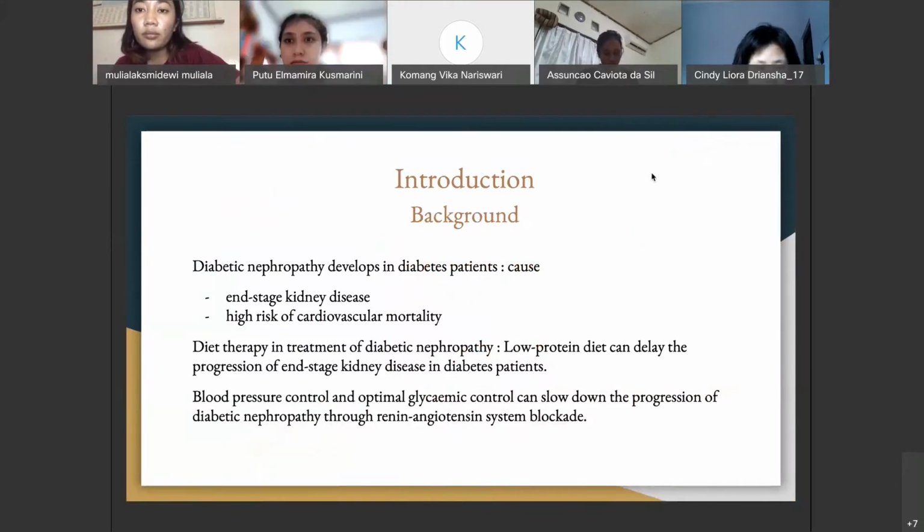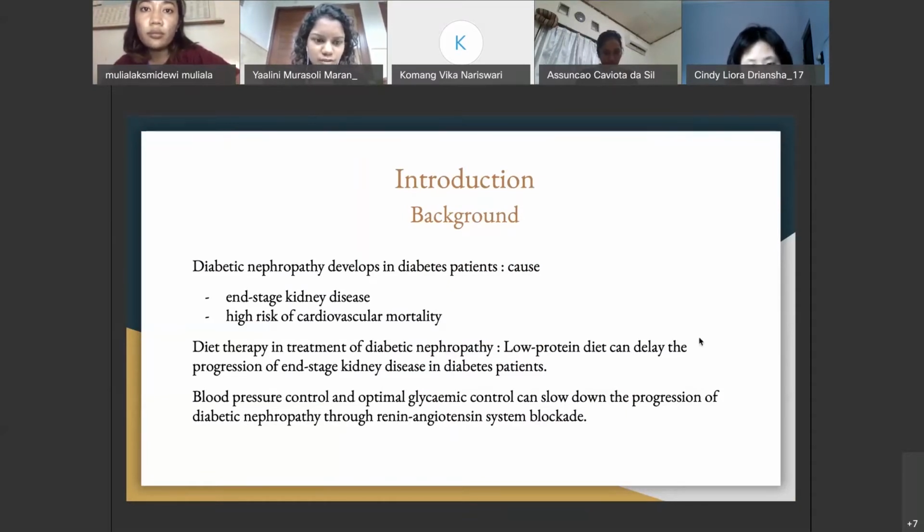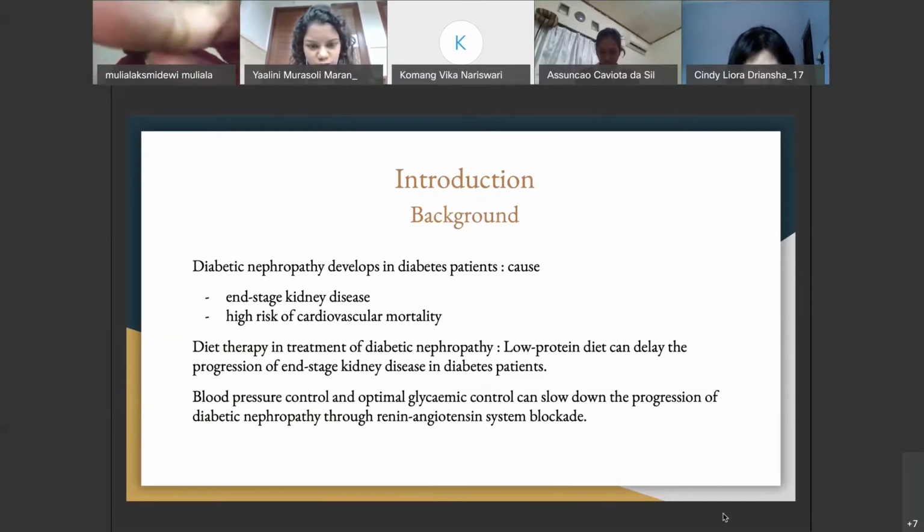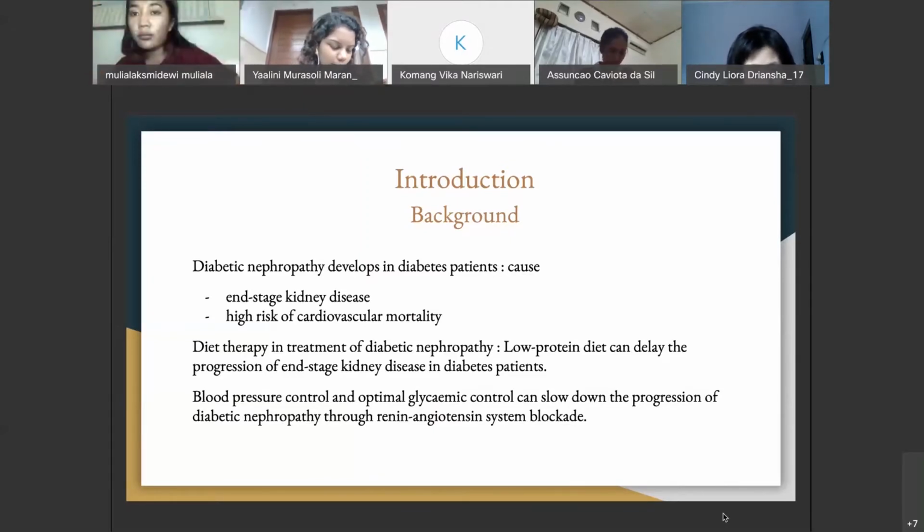For the introduction background, diabetic neuropathy develops in diabetic patients, which is the cause of end-stage kidney disease and also high risk of cardiovascular mortality. Diet therapy in the treatment of diabetic neuropathy, which has a low protein diet, can delay the progression of end-stage kidney disease in diabetes patients. Blood pressure control and optimal glycemic control can slow down the progression of diabetic neuropathy through renin-angiotensin system blockade.